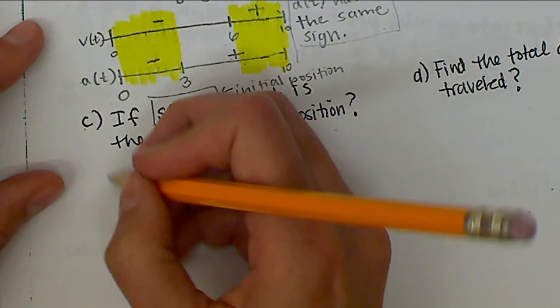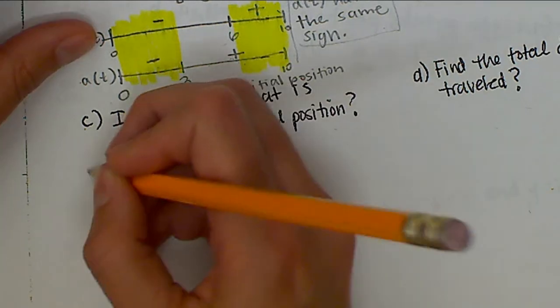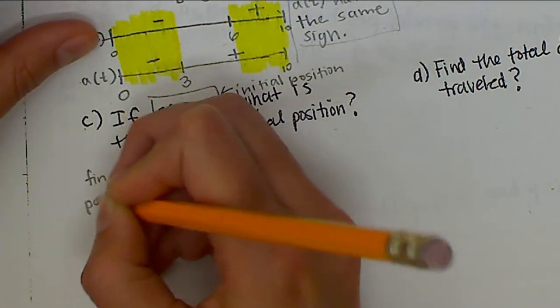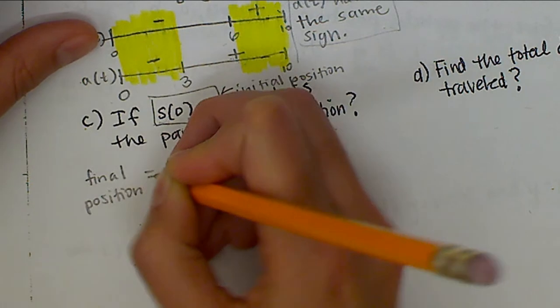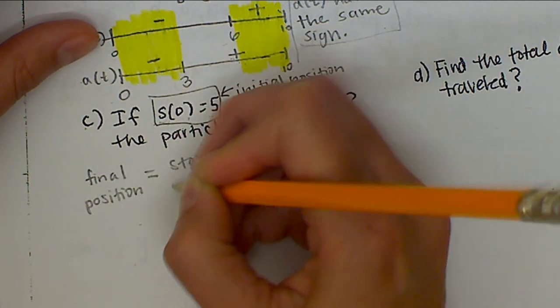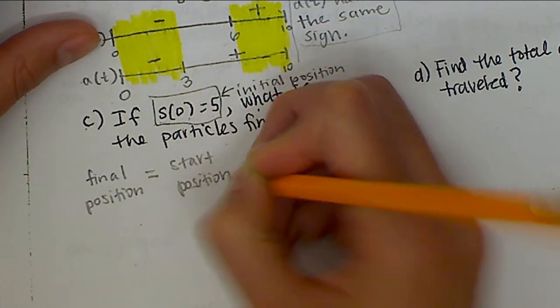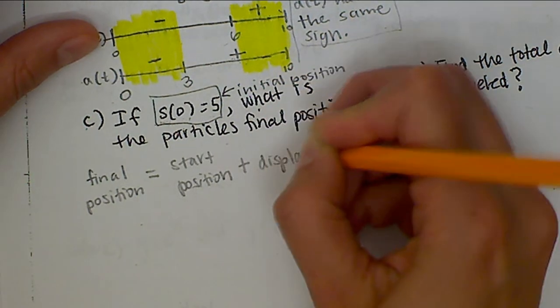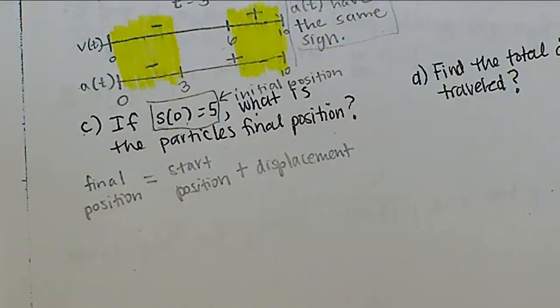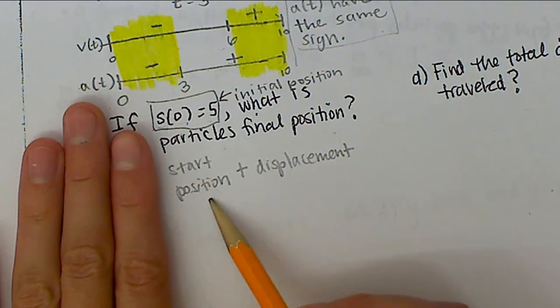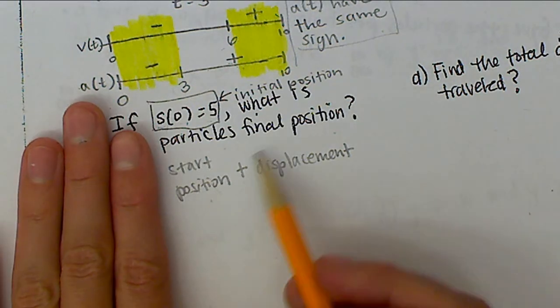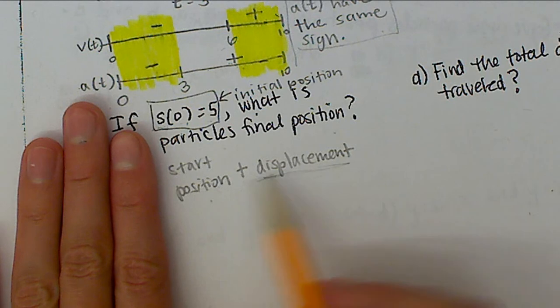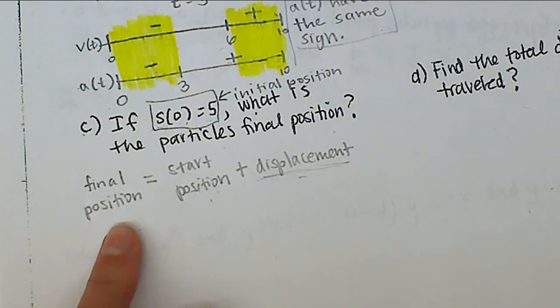So the little equation you can think about here is that the final position is going to equal the starting position, so wherever you started at, plus the displacement. Okay, so wherever you start, plus wherever you displace, however far the displacement is the distance from the starting position, that's your final position. That makes sense.